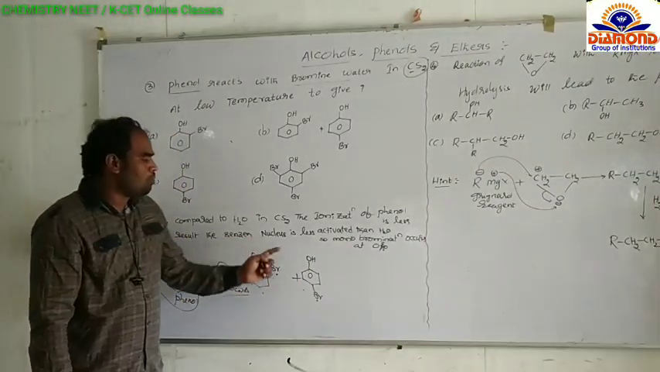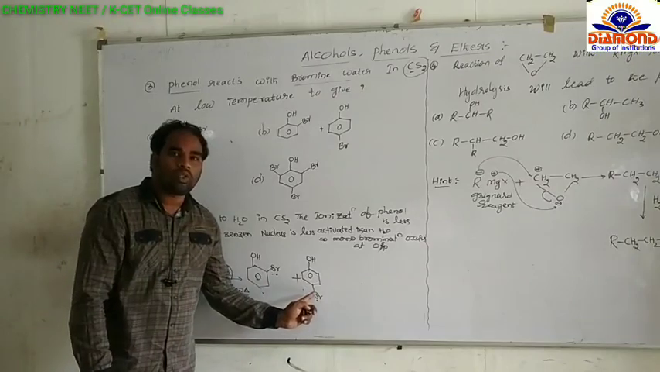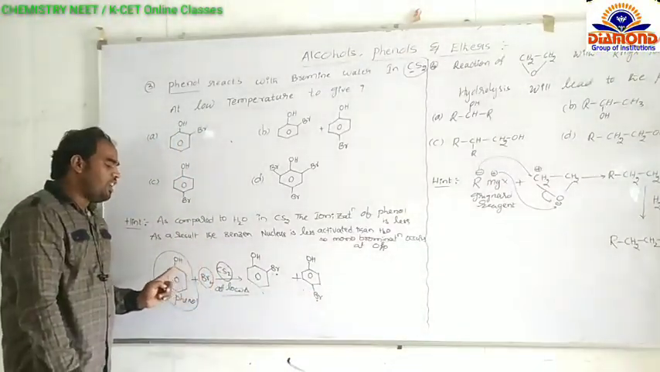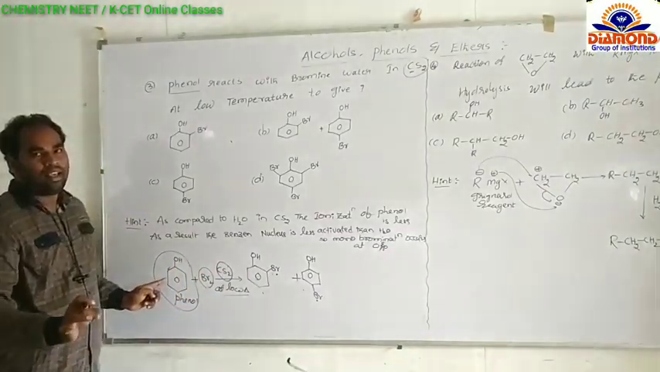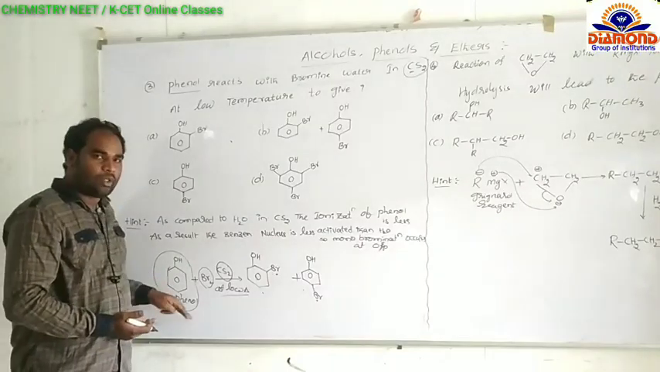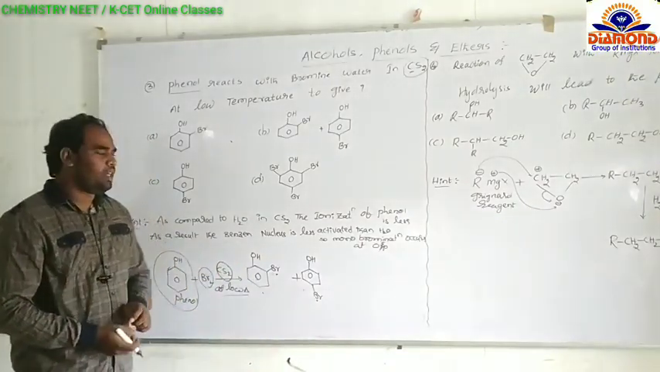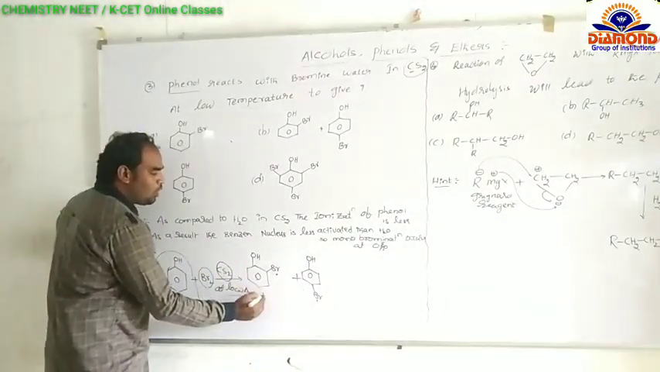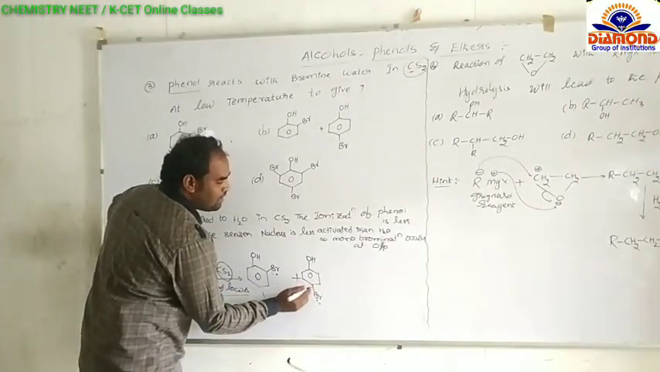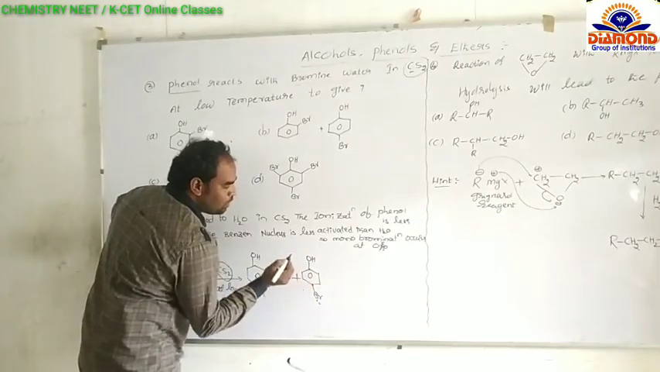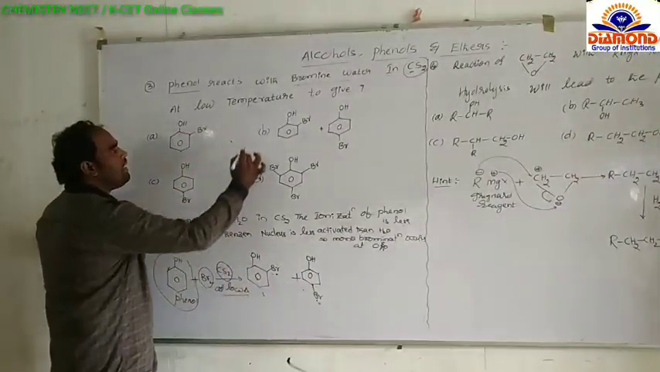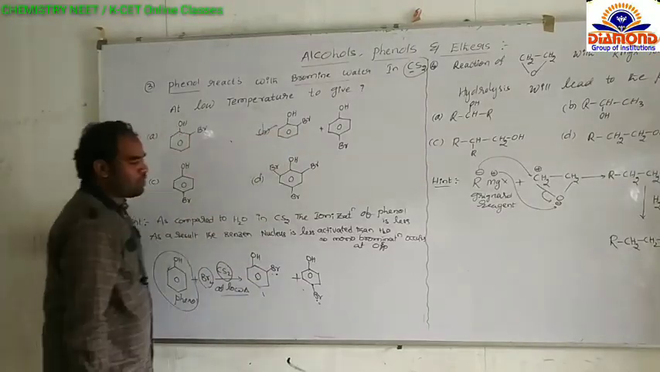Why does it give monobromination only, students? Because in the presence of carbon disulfide, phenol ionization is less, therefore the benzene nucleus is less activated, therefore it prefers monobromination. Therefore we get orthobromophenol and para-bromophenol. This is the para position with respect to the OH group, therefore para-bromophenol. So option B is correct for this question.